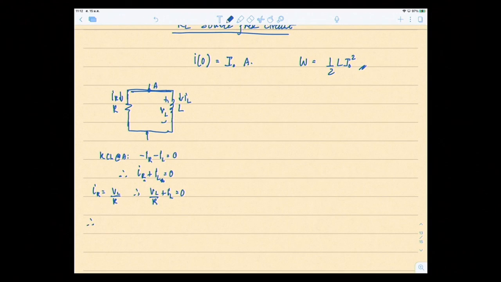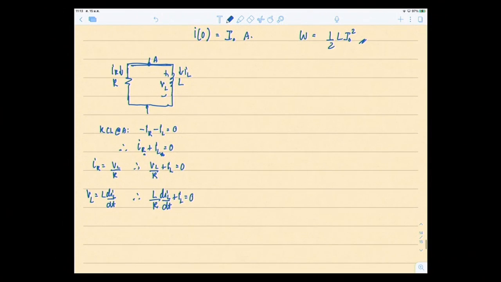So what is the relationship between the voltage VL and IL? VL is equal to L dIL/dt. Substituting in there, it's L over R dIL/dt plus IL equal to 0. So you get the differential equation dIL/dt plus R over L times IL equal to 0.